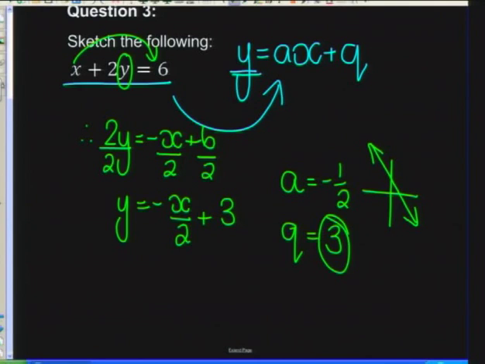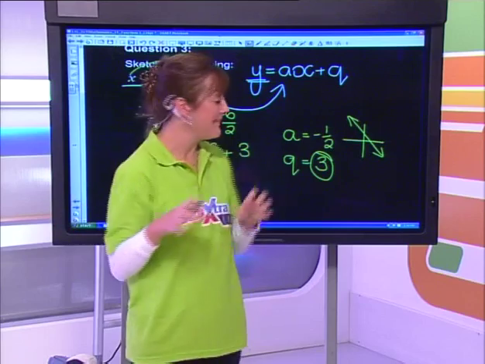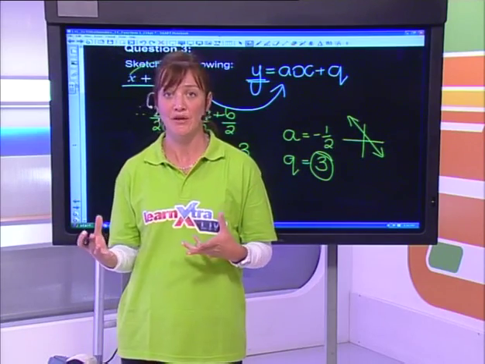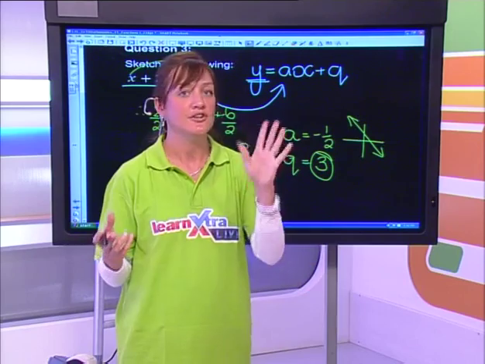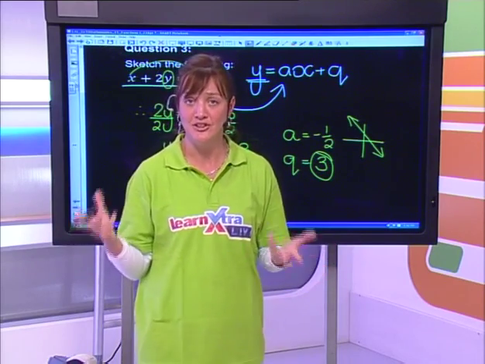What is this telling us? It means that I've got a y-intercept at positive 3. All right, how are we going to plot it? You've got all these different methods that you can choose from.